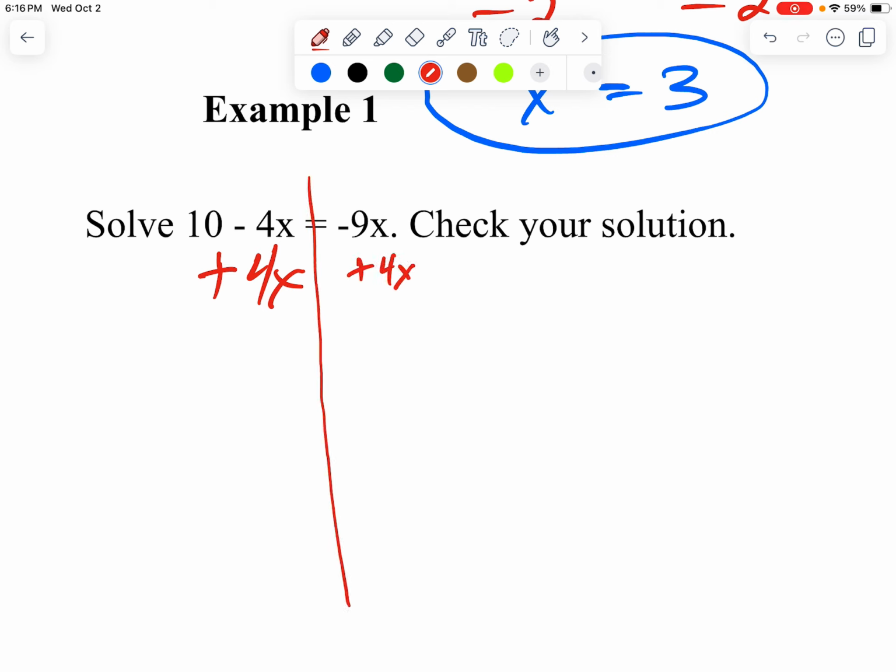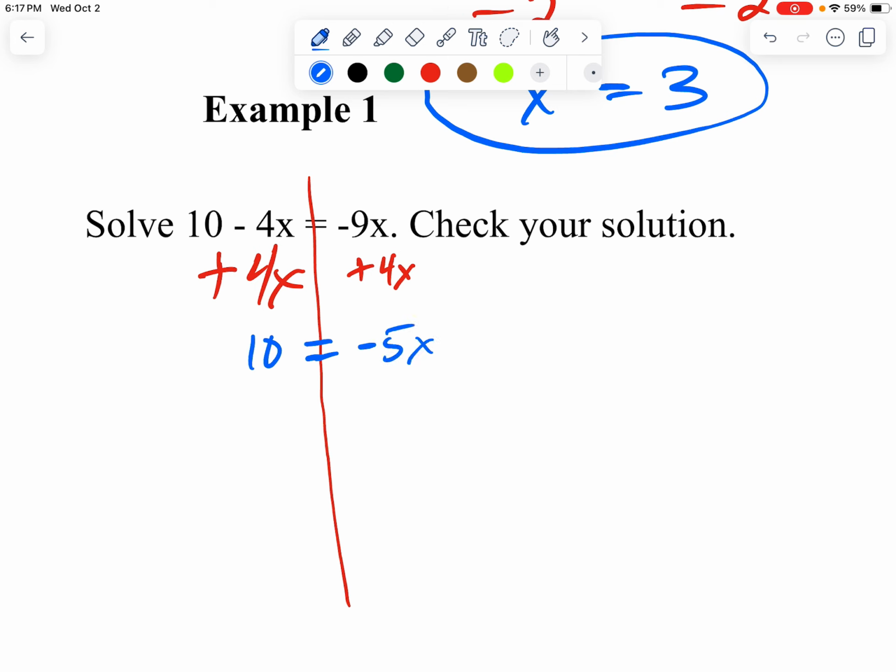If you're somebody who likes to draw that line, feel free to do that. So on the left side, we just have 10 equals, and now I have negative 9x plus 4x. Remember, these are like terms. I can combine them. I just think of it as I have negative 9 of something, and then I add 4 to it. And we just end up with negative 5x.